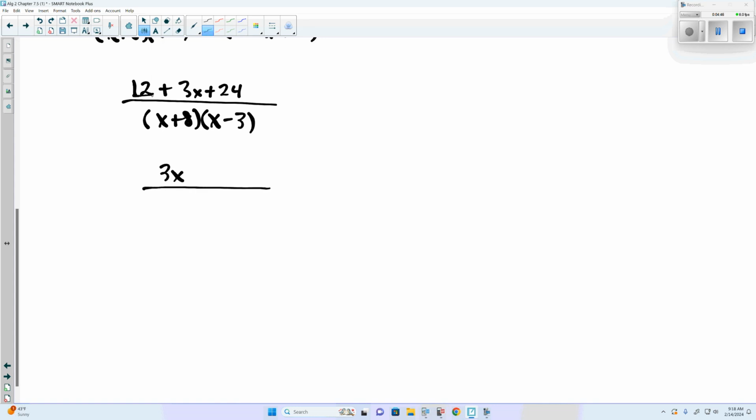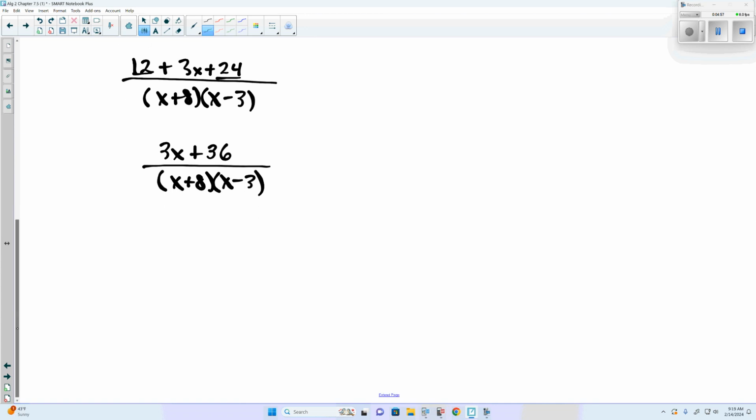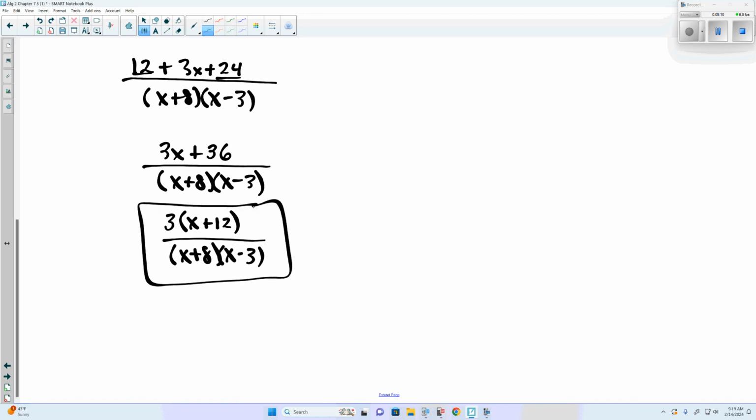Still have 3x, but our like terms, 12 and 24, will add together to give us 36, giving us 3x plus 36 over x plus 8 times x minus 3. If there is a greatest common factor, we do want to factor it out, getting us to this point here. Now, even though factoring out the 3 does not give us something in common on top and bottom, we still need to do that just to make sure that nothing simplifies. And this is as far as we would take this.